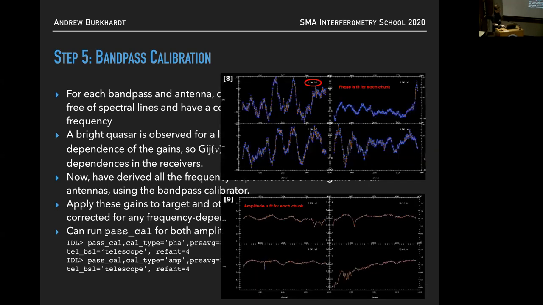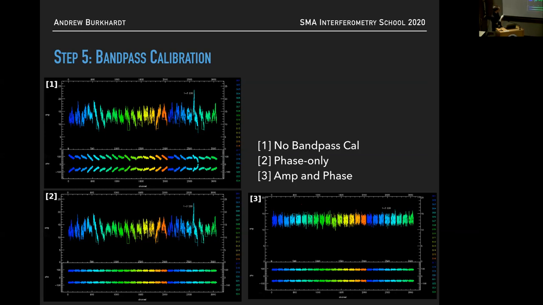So the kind of results you get from that are here. So this is with no bandpass calibration done. Then we did the bandpass calibration for the phase. And so you can see the phase goes from these striping features to this nice consistent phase all the way across. And then when we do the amplitude calibration after that, you can see it goes from this more jagged feature to a nice consistent amplitude all the way across the bandpass.